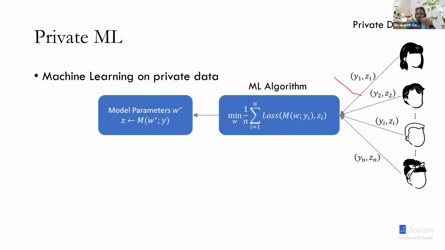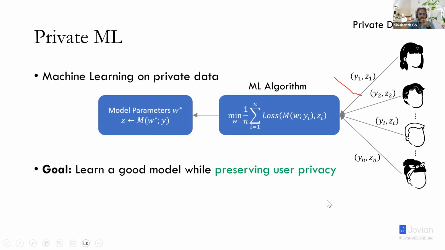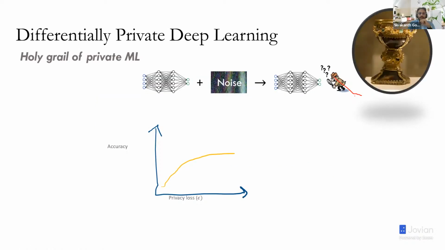And this is the general trend. This is how all these tech companies collect data. They collect small amounts of data from millions and billions of users, and then they want to train a machine learning model which fits all this data that they observe across all these users. So, learn a good model.